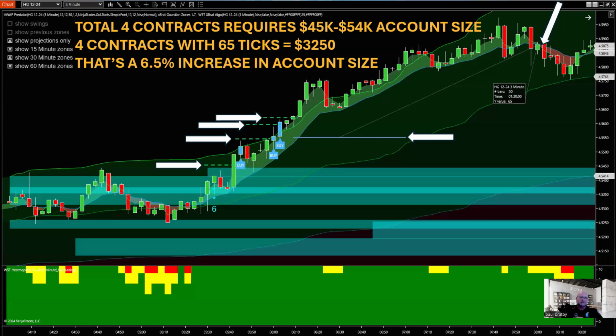$3,250. So that's a 6.5% increase on the account size. And that is what we're looking for, okay? It may only happen once a week, once every 10 days. But when the stars are aligned, and we always have a catalyst with a different indicator, different strategy. In this case, it was the xBrat algo. In the next example, it's a different one. But the idea is we've always got the catalyst.